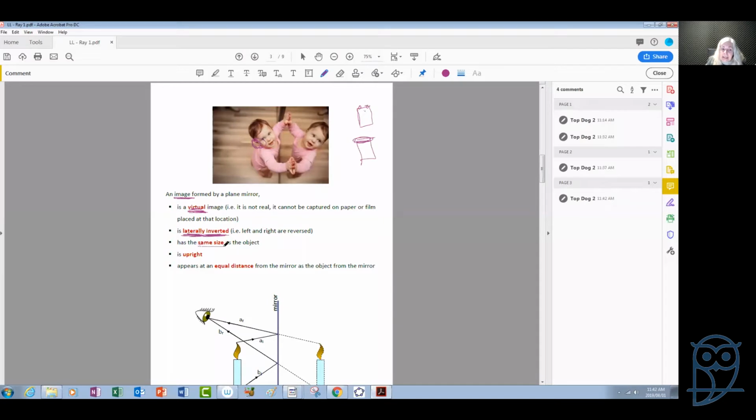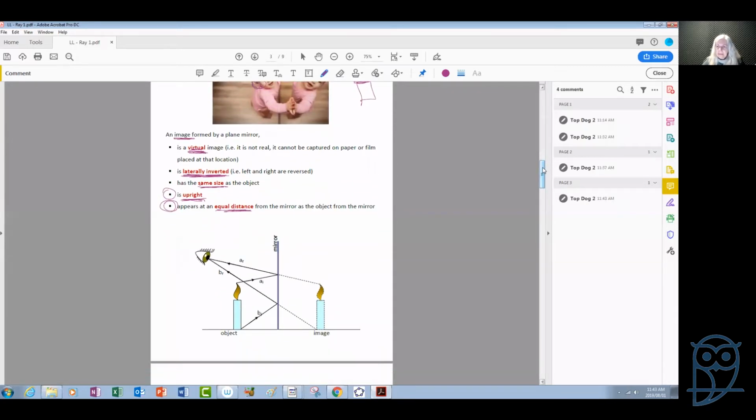It has the same size, very important, and it is upright. You see, it's upright, and it has the same size as the baby. And it appears at an equal distance from the mirror. The distance between mirror and object is the same as the distance between mirror and image. So these two, upright and equal distance, are two points that we're going to use when we draw a ray diagram. And here is an example of a ray diagram that we draw. We're going to see how we get to this ray diagram now. In fact, let us start from this kind of problem.